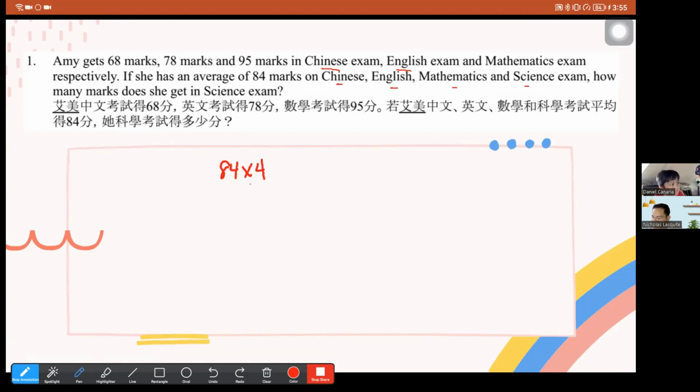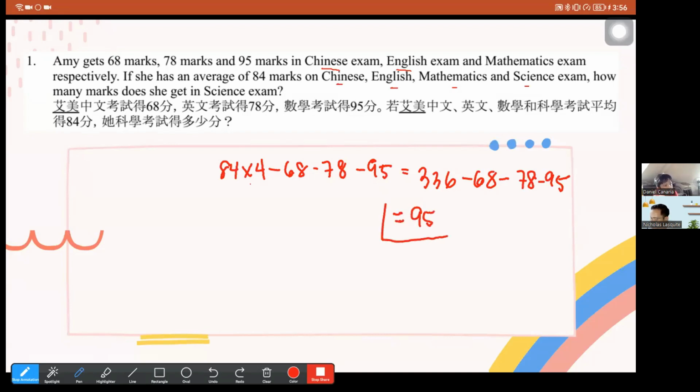And then subtract the score in Chinese, which is 68, then 78, and then 95. And then you will get 336, because 84 times 4 is 336, minus 68 minus 78 minus 95. And the answer here is just simply 95.